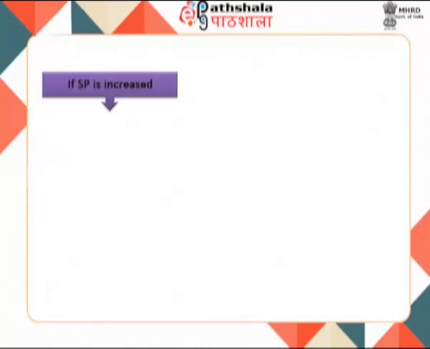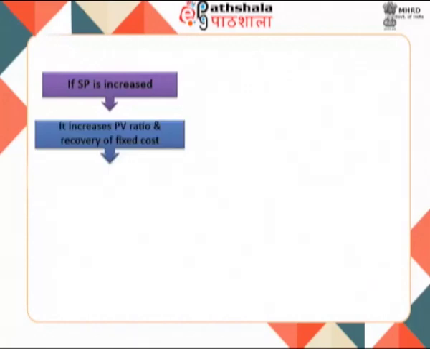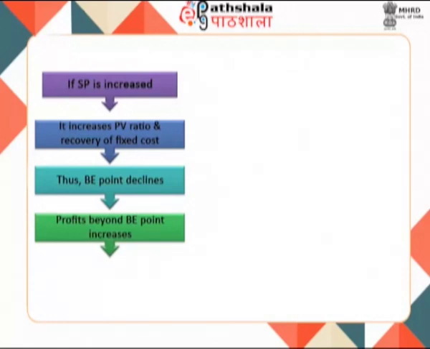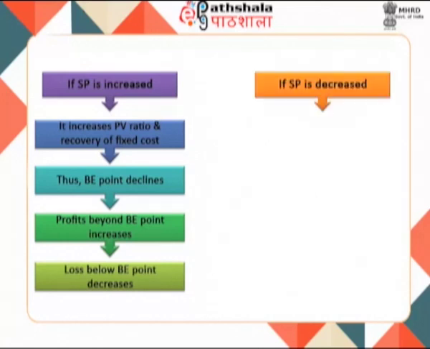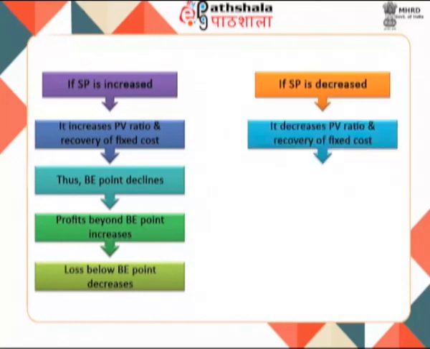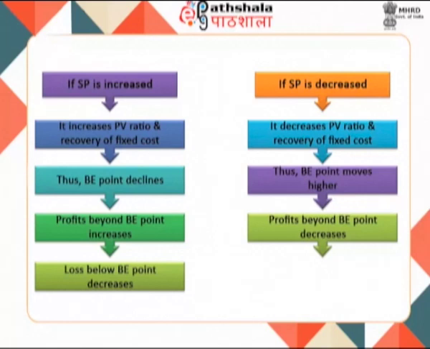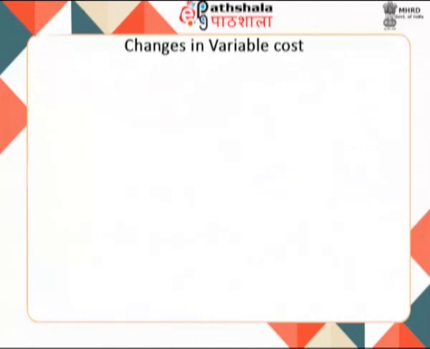If the selling price is increased, it increases the PV ratio as well as the rate of recovery of fixed cost. Thus, break-even point declines, the profits beyond the break-even point increases, and loss below the break-even point decreases. On the other hand, if the selling price is decreased, it decreases the PV ratio and the rate of recovery of fixed cost declines. Thus, the break-even point moves to a higher level, profits beyond the break-even point decreases, and losses below the break-even point increases.